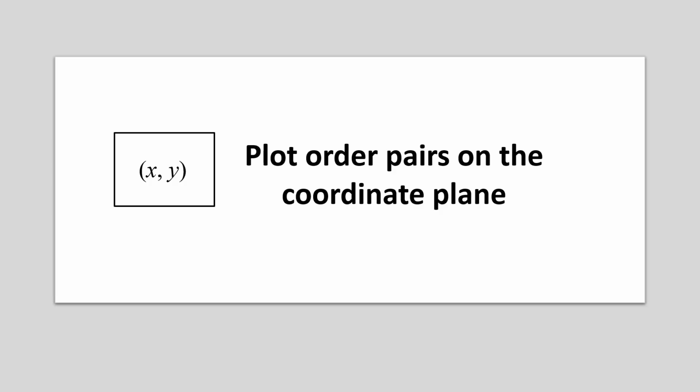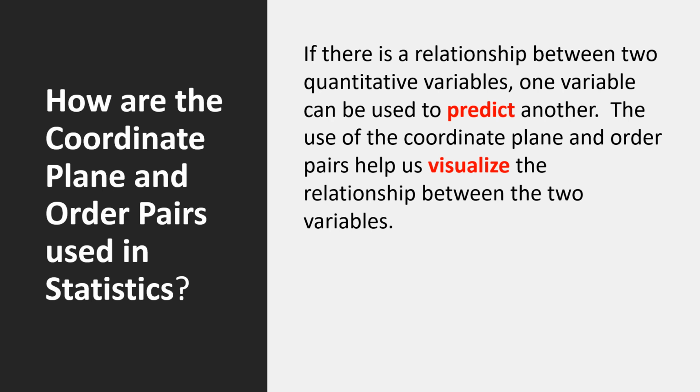Lesson objective: how are the coordinate plane and order pairs used in statistics? Well, you'll see as we get into linear regression, if there is a relationship between two quantitative variables, one variable can be used to predict another variable. The use of the coordinate plane and order pairs helps us visualize that relationship between those two variables.